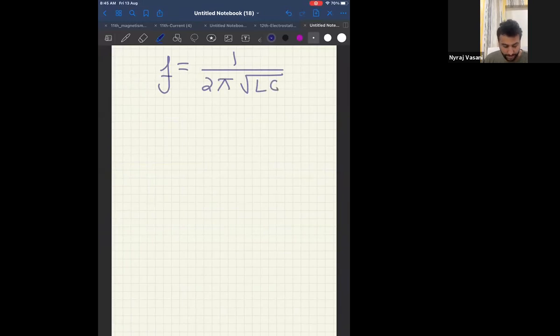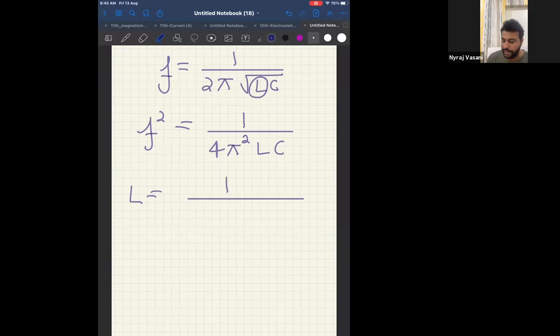I have to find the value for L. Please look at the screen. Now, if I want to find the value of L, I will do square on both sides. Okay, so tell me what will happen. It will become F square is equal to 1 by 4 pi square LC, correct? Or L is equal to 1 by 4 pi square F square C. Tell me, till here, did you understand?